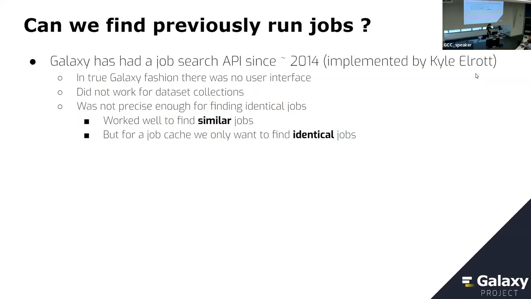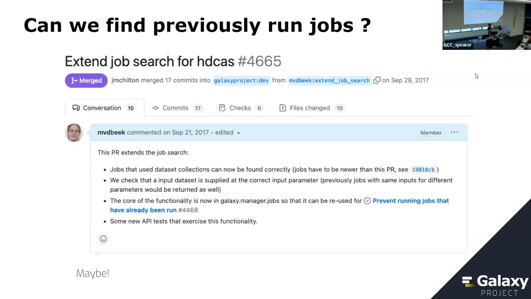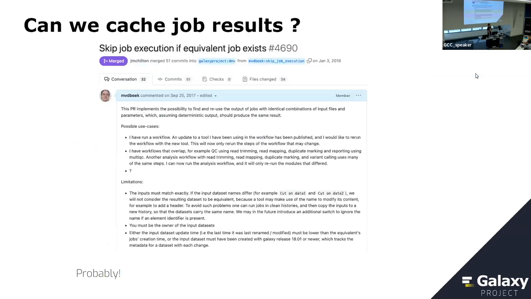So can we run previously run jobs? Yes. Galaxy has had a search API since 2014, which worked well for finding similar jobs, but not really for finding identical jobs. And that's what we really need if we want to cache things, because similar is not good enough. So I worked on extending that to data set collections. I figured out a way where we can say, okay, we got this job, take all the outputs and pretend it's a new job, and don't even hit the HPC, just copy it. So we could probably do it.